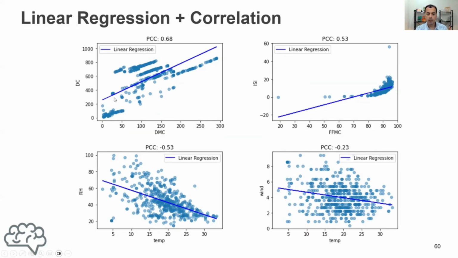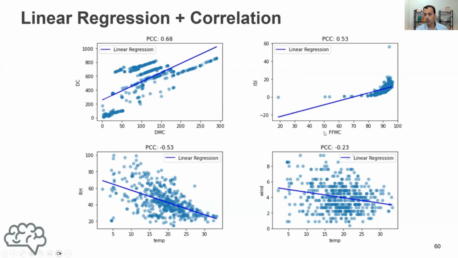To illustrate the relationship between the linear regression and the correlation, let's plot the scatter plot between pairs of variables in the forest fires dataset. Here we have the variables DMC and DC plotting this graph, and we also plotted the linear regression between these two variables. As we can see here, the linear regression has a positive angle, meaning that we have a positive correlation between these two variables.